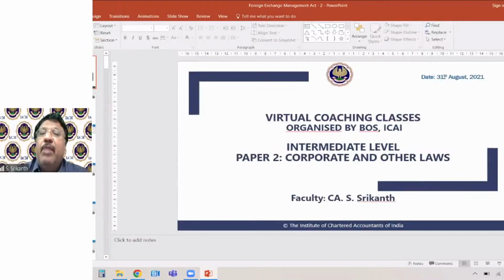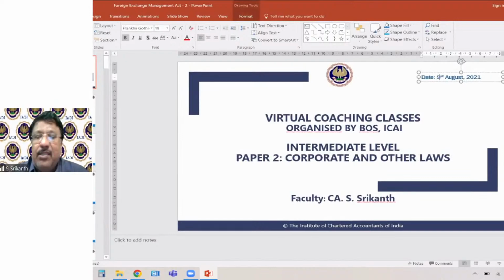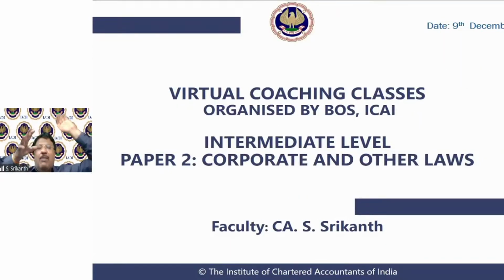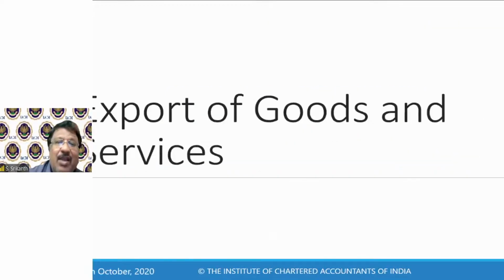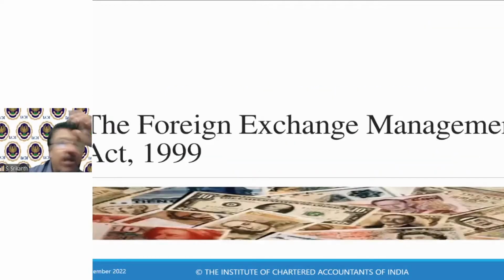But I'm doing it because, sorry, I'll change the date. Last time I took was in August 21, obviously. Okay, this is December 22. See, there are 2 parts of FEMA. One is the law, the Act, the Foreign Exchange Management Act. The other is the regulations, which are the AP DIR circulars. So now we are going to see the regulations. Various regulations we are going to see.